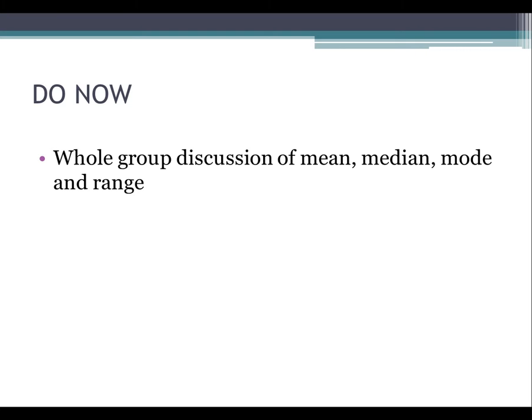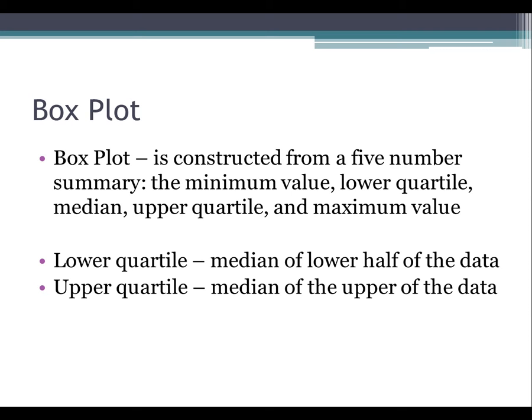Now, we just had a conversation about mean, median, mode and range in the class, and we were just checking our homework, so we're going to go along to the next slide here. A box plot, here's a definition. A box plot is constructed from a 5-number summary. Those 5 numbers are the minimum value, the lower quartile, the median, the upper quartile, and the maximum value.